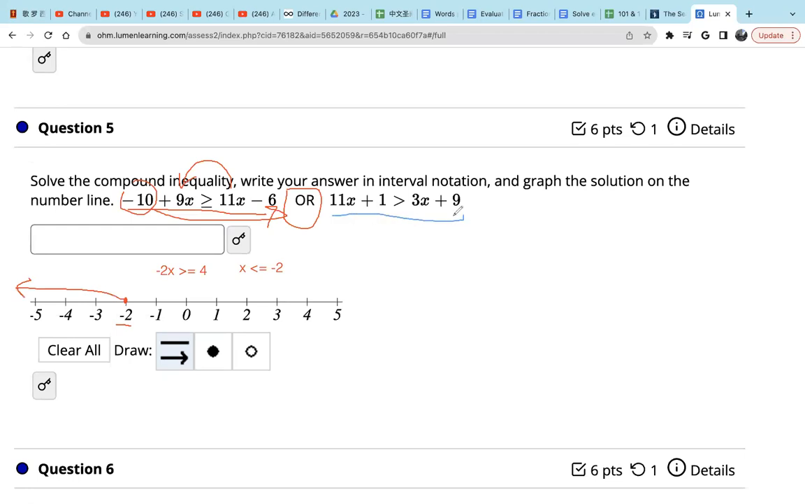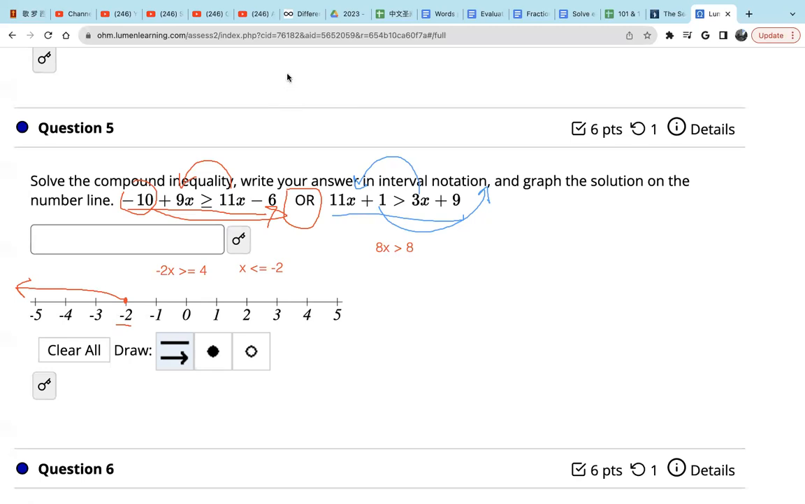So now let's solve for this. I'm going to move 3x to the other side, becomes 11 minus 3x, right? Then moving 1 to the right-hand side, 9 minus 1 becomes 8. So I have 11 minus 3x, that's 8x, greater than, no equal sign. 9 minus 1, that's 8.